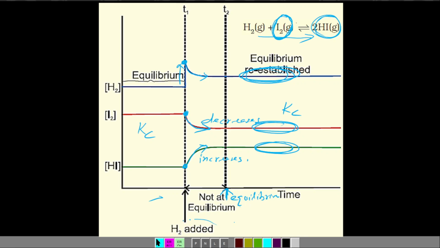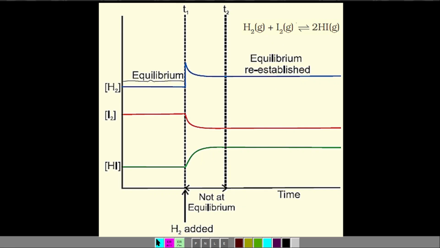So here hydrogen is added. You can be asked to draw a graph for any change. Suppose it is asked that iodine is added, it will be similar. In that case, you increase the concentration of iodine, you will start from here and then it will start decreasing. Hydrogen will start decreasing right from here because hydrogen has not been increased. Hydrogen iodide, however, in both cases will increase, whether you increase the amount of any reactant, hydrogen or iodine.